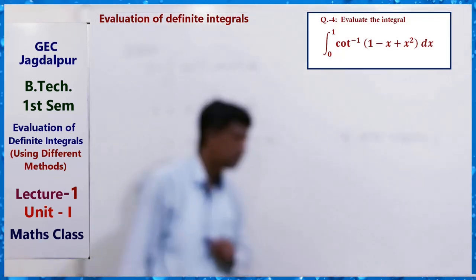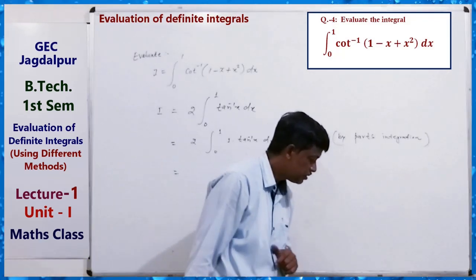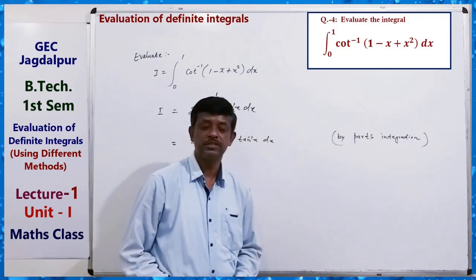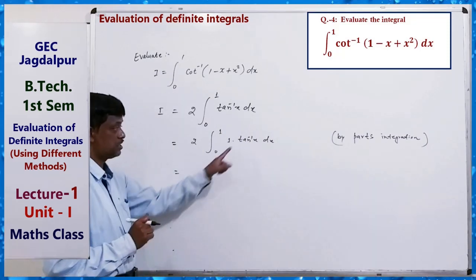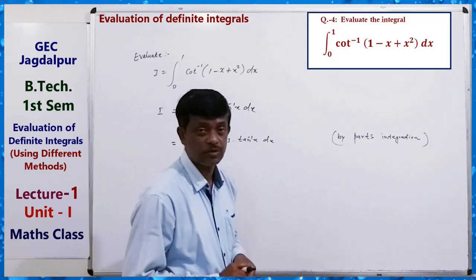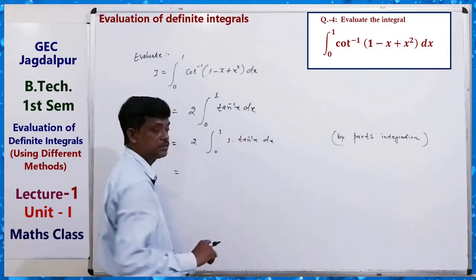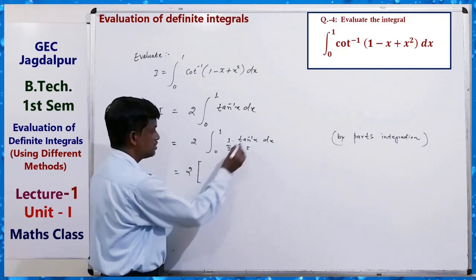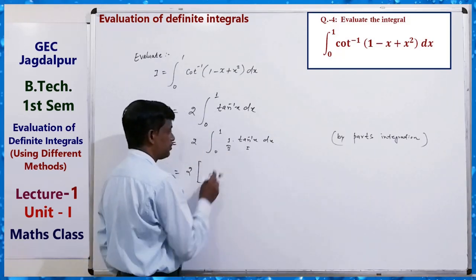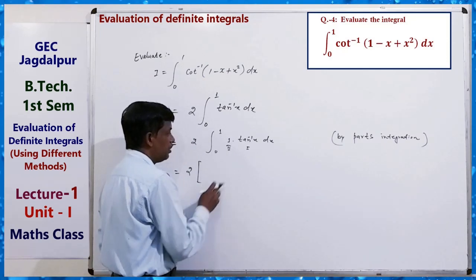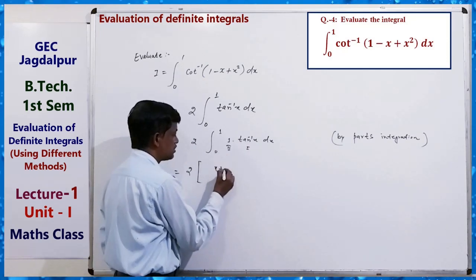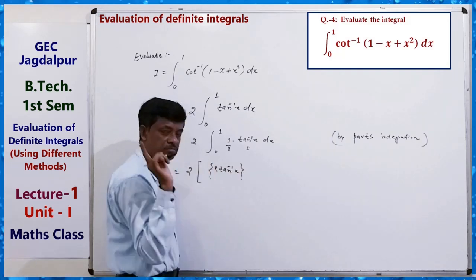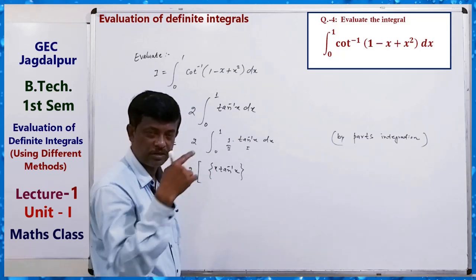So what is the differentiation of tan inverse x? It is 1 over 1 plus x square. Here tan inverse x is the first function and 1 is the second function. So 2 times, with the limit here, tan inverse x times x. This will be the first value, directly using by parts in definite integration.